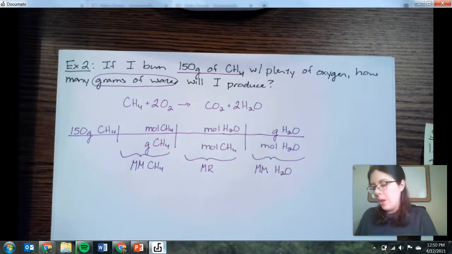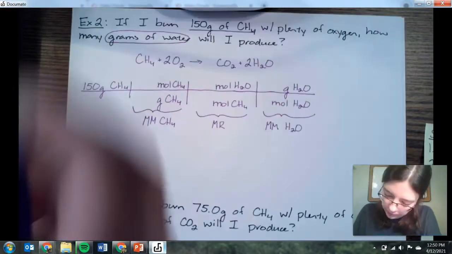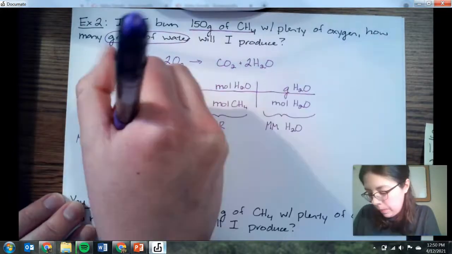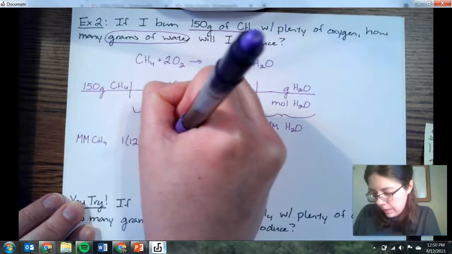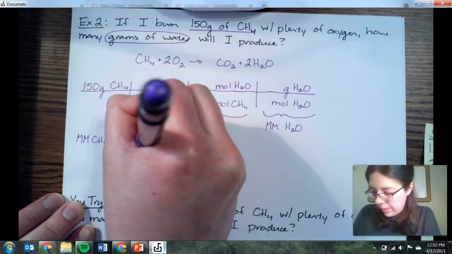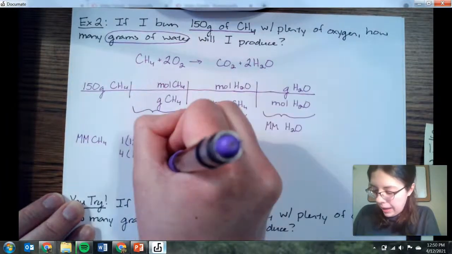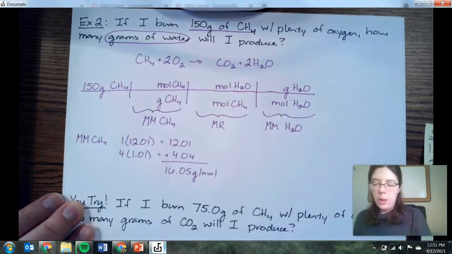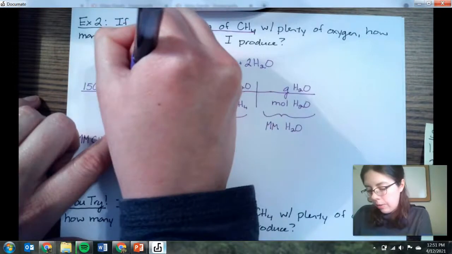Now I need to fill in some of the numbers. So the first thing we need to do, let's go ahead and calculate the molar mass of methane. So I'm going to take the mass of one carbon, which is 12.01, plus 4 times the mass of hydrogen. Each one is 1.01, so that gives me 4.04. So if I go ahead and add that up, I get 16.05 grams per 1 mole. So the 1 mole goes up top, that 16.05 goes on the bottom.